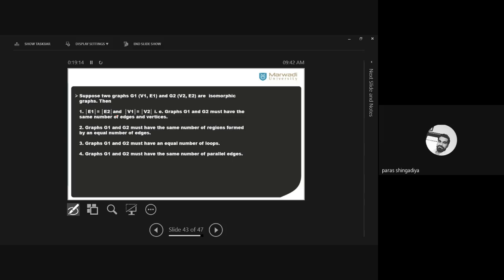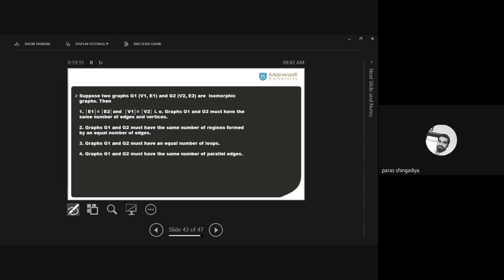Second condition, graphs G1 and G2 must have the same number of regions. Okay, that is the region concept, which is in unit number 6. There is a block you have to check: how many closed walks you can define in both graphs. So that is called the region, which we will discuss in unit number 6. Clear?